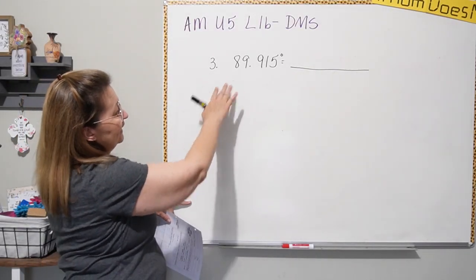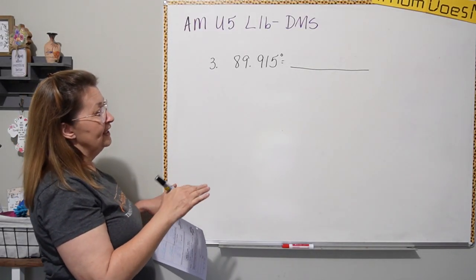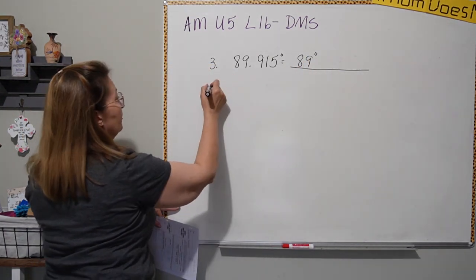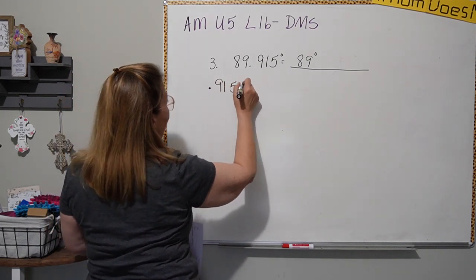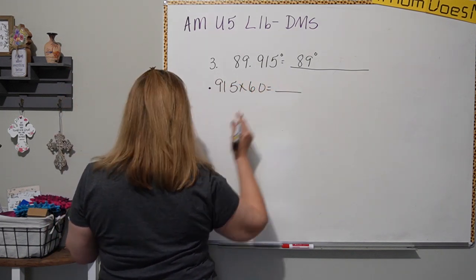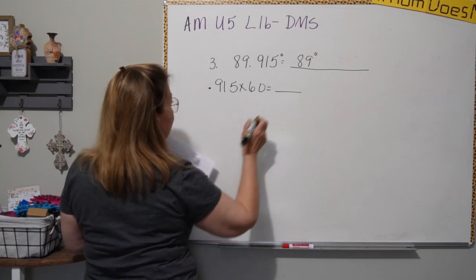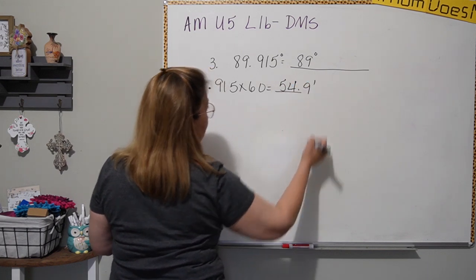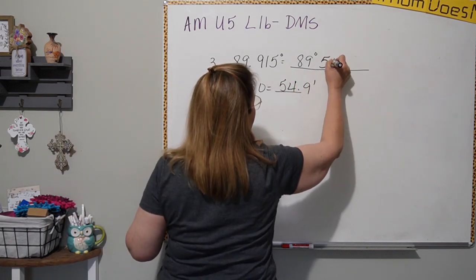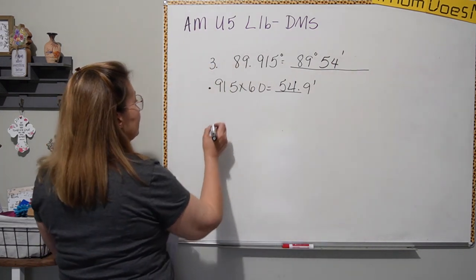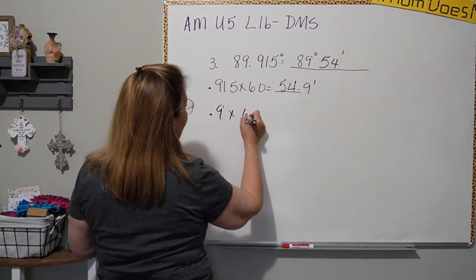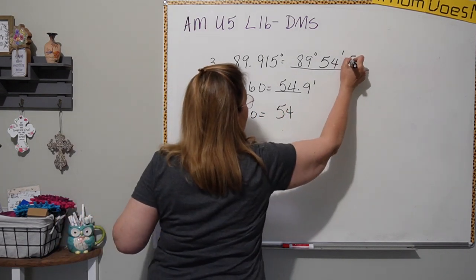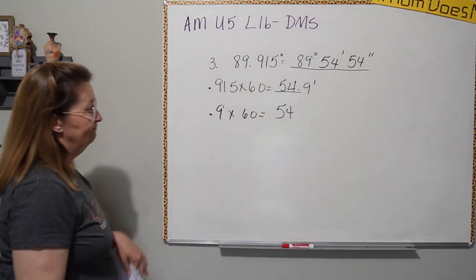Okay, for number 3, I have 89.915 degrees. So I'm going to take the 89, that becomes the degrees, and I'm going to take the decimal 915, multiply that times 60, and that is going to get me 54.9. And this is minutes. So I'm going to take the 54, go ahead and put it up here. Now I'm going to take the 0.9 and multiply it by 60 again, and that's going to get me 54. So I have 54 seconds.